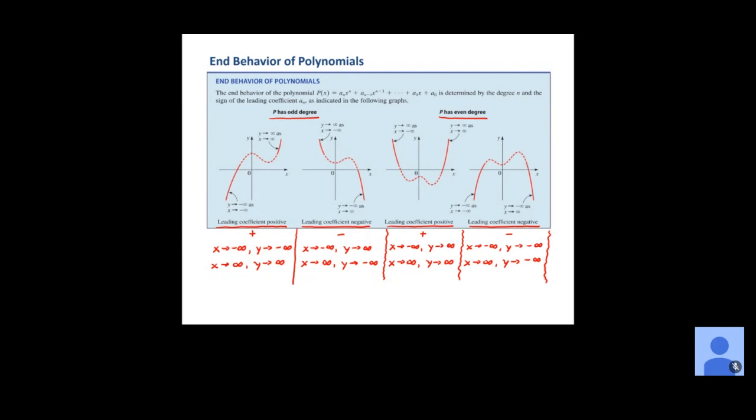So those are the four cases now, right? So when we look at a polynomial, we're going to look at the degree to determine are the ends going in opposite directions or the same direction. Then we're going to look at that leading coefficient and decide is it positive or negative, and that's going to tell us specifically which direction those ends are going. Any questions on the end behaviors there?